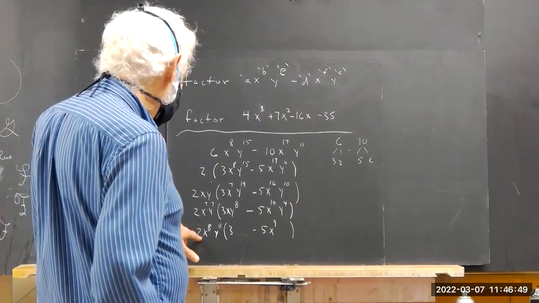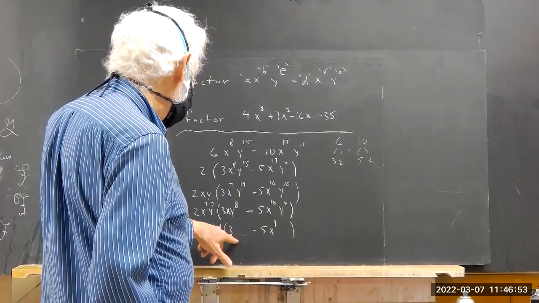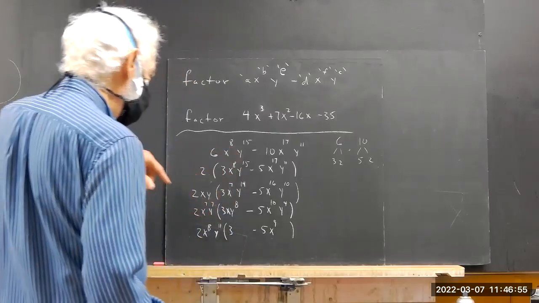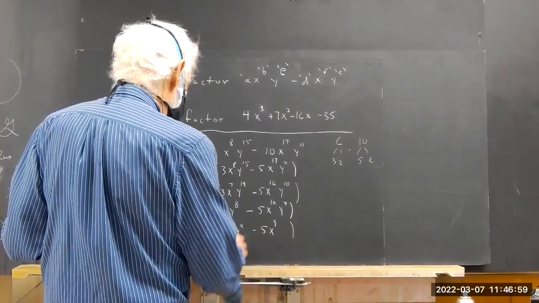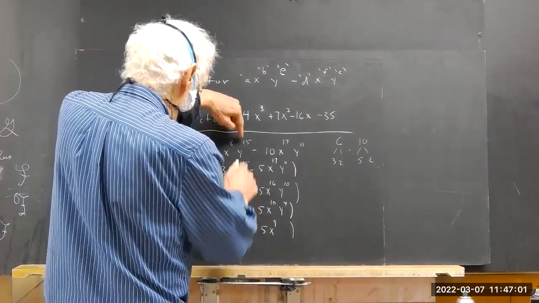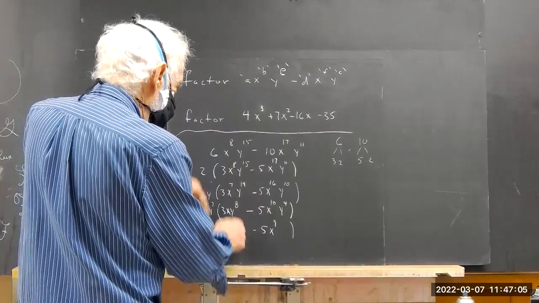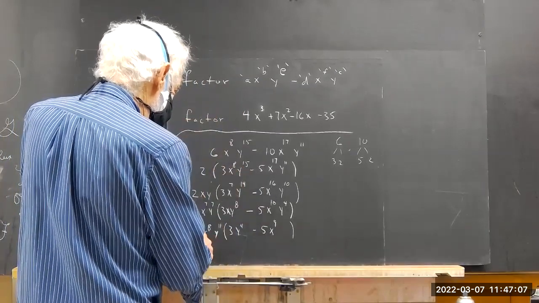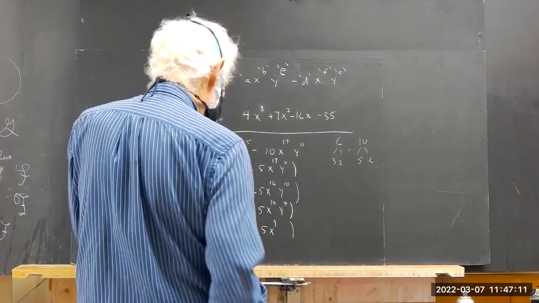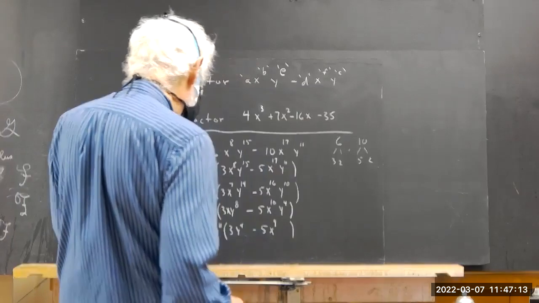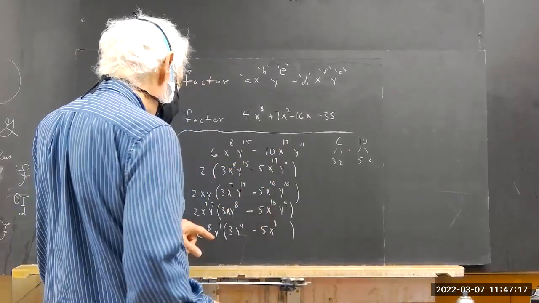Okay, now if I multiply this by what to get y to the 15th, well, I'm going to need a y to the 4th, because y to the 11th times y to the 4th gives me my y to the 15th. I've got the x to the 8th, I don't need any more x's. And 2 times 3 is 6. Over here, okay, I've got my 5x to the 9th, because x to the 8th times x to the 9th is x to the 17th.